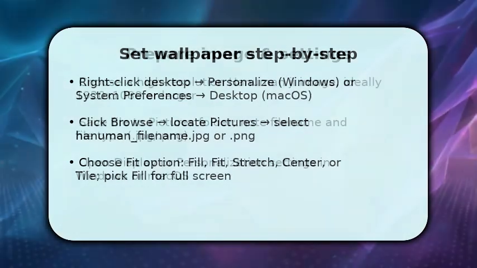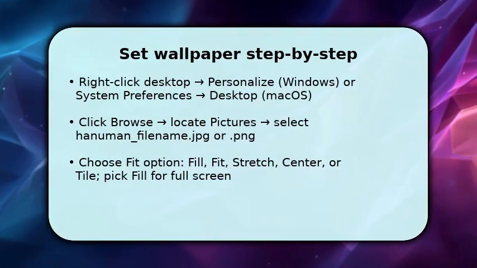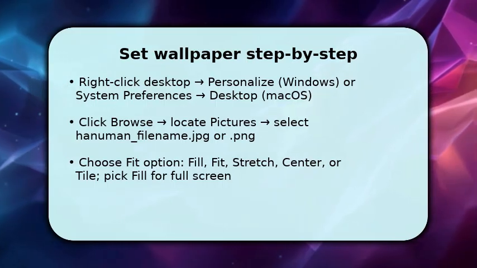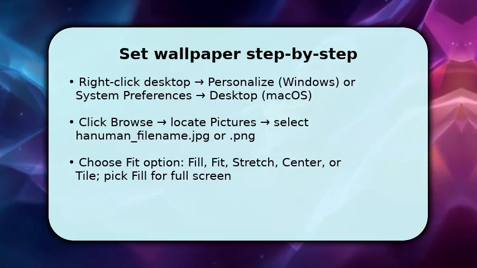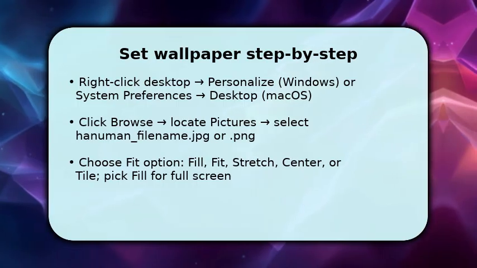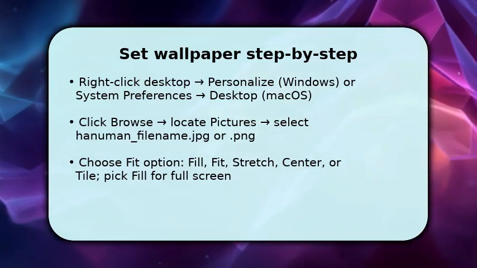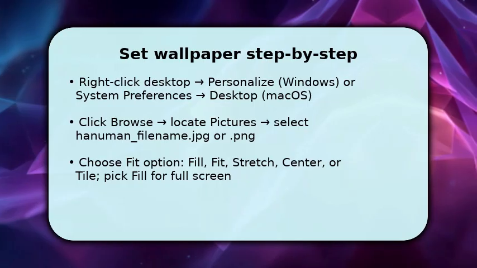background. You now perform the exact steps to apply the image. On Windows, right-click the desktop and choose Personalize. On Mac OS, open Desktop and Screensaver. Click Browse, navigate to your Pictures folder, and select the Hanuman Ji image you saved. Then choose the Fit option.